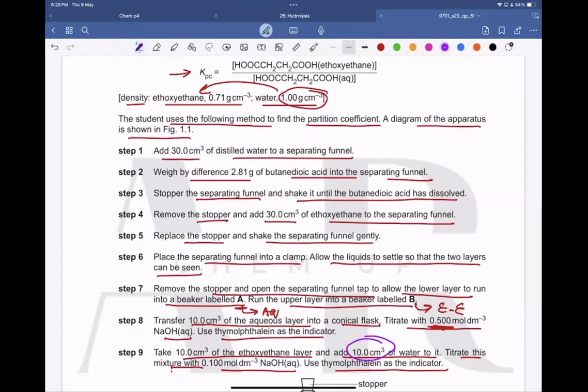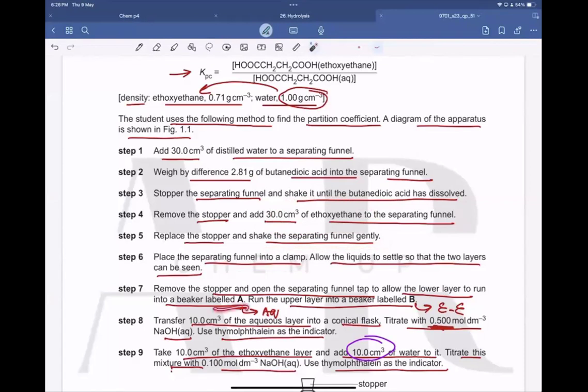Yes, if you see what they have done, they have added 30 centimeter cube of distilled water in the separating funnel. Then they have added 2.81 gram of butanoic acid into the funnel and shaken it so all of it gets dissolved. Then they have added 30 centimeter cube of another solvent, ethoxyethane, and shaken it. After shaking, clamp it for some time so both the liquids separate and settle down. The butanoic acid, which was initially dissolved in water, now gets dissolved in both.